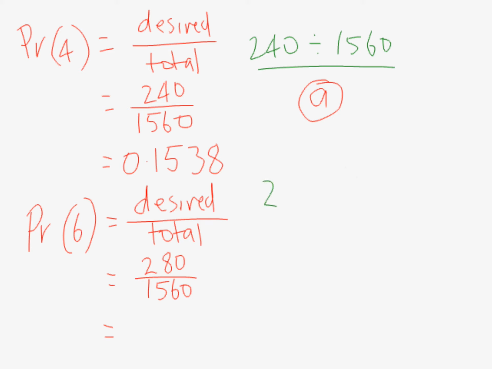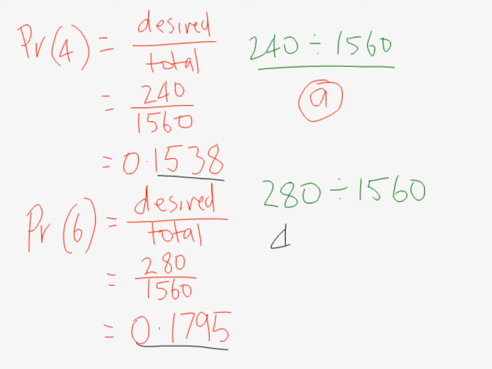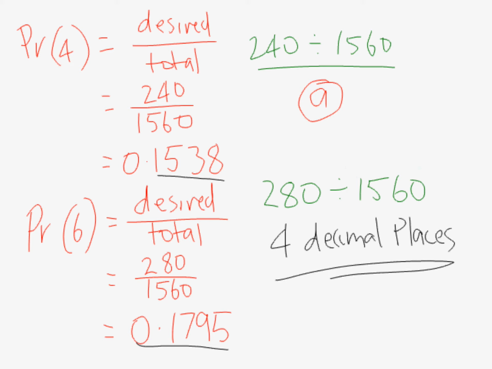This time I'm going to go 280 divided by 1,560, and if you are putting these into your calculator properly, you should end up with a total of 0.1795. Okay, always remember we work to 4 decimal places each time. 4 decimal places. If I can spell decimal places. Excellent. So we've done the first 2 problems. Make sure you've got all that copied in.